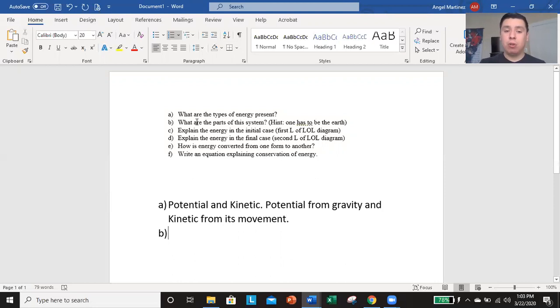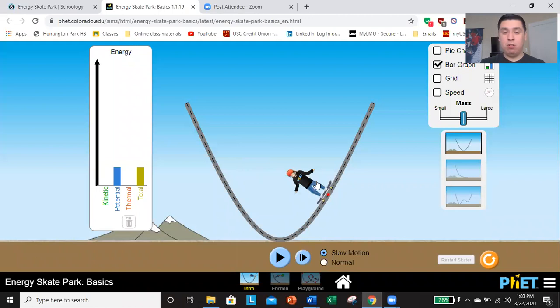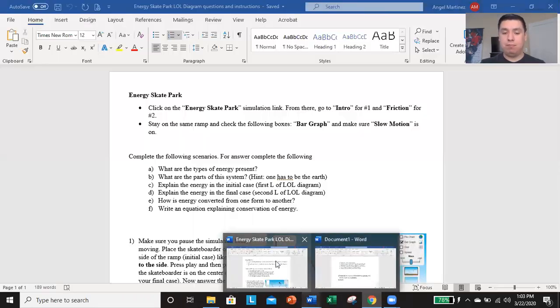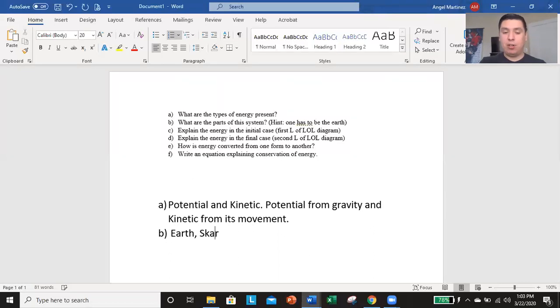All right, what are the parts of this system? So one has to be the Earth. We know it has to be Earth. And I'm not going to give you all of them because this is really the same thing for each of them. So just to give a hint, another one should be the skateboarder. So put skateboarder and one or two more.